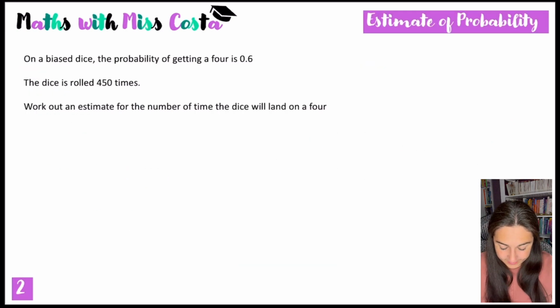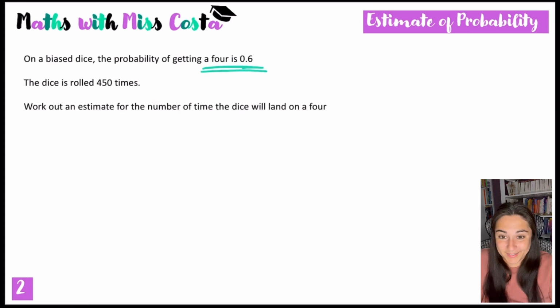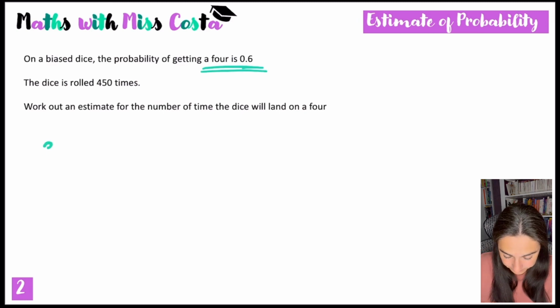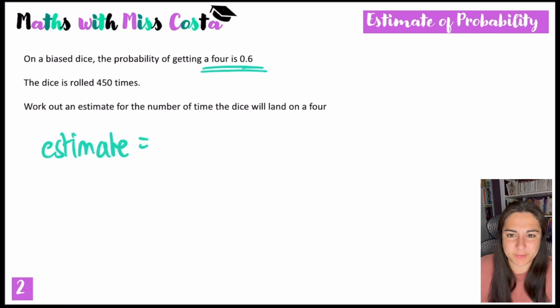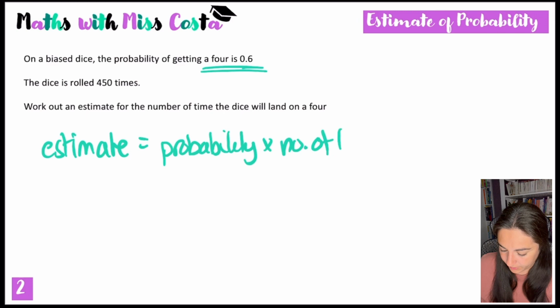Okay, next, on a biased dice, the probability of getting a 4 is 0.6. A biased dice means it's not fair. It means it's been fiddled with so that it's more likely to land on something than something else. And we need to estimate the probability. Now, when we are estimating a probability, all we do is multiply the relative frequency, which means the chance of it happening, the probability of it happening, times the number of trials.